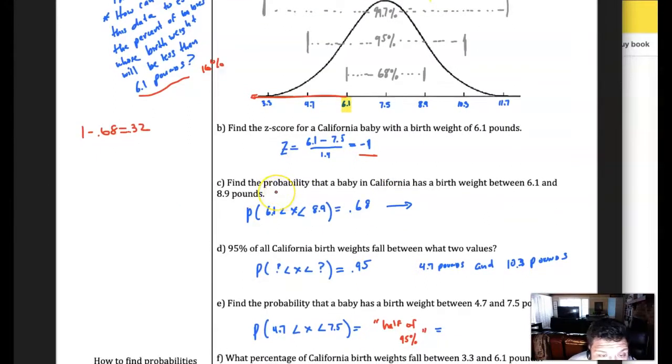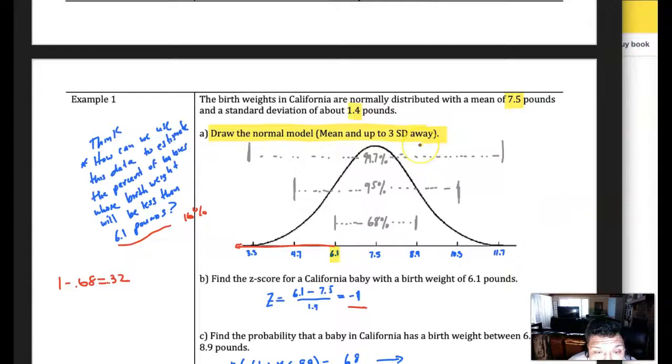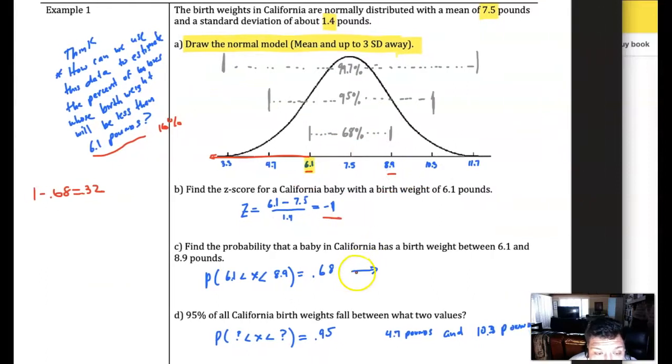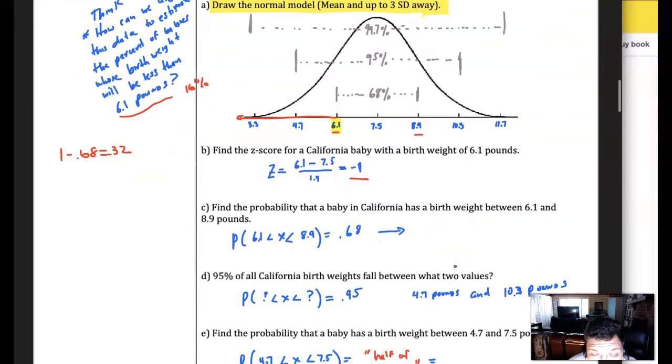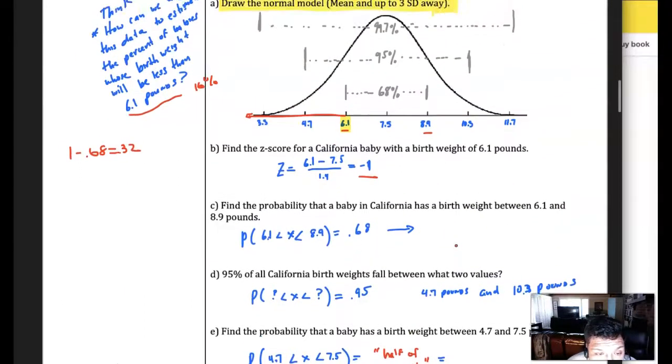Let's try this one. Find the probability that a baby in California has a birth weight between 6.1 and 8.9 pounds. Looking at that here, there's your 6.1, there's your 8.9, and so the answer is 0.68 or 68%. But the probability, remember, is a coefficient, like a relative frequency between 0 and 1.